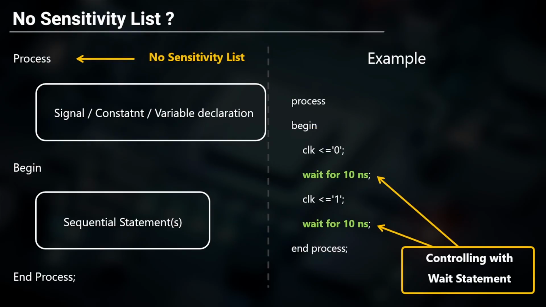In some situations, you may want to write your process without a sensitivity list. In these situations, your sequential commands will be applied repeatedly. So you have to control your process timing with wait commands.